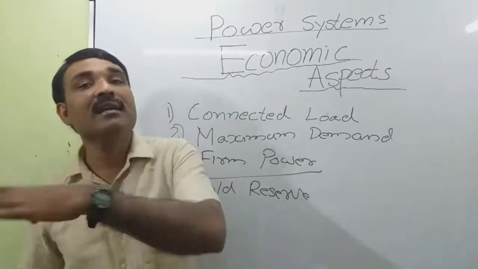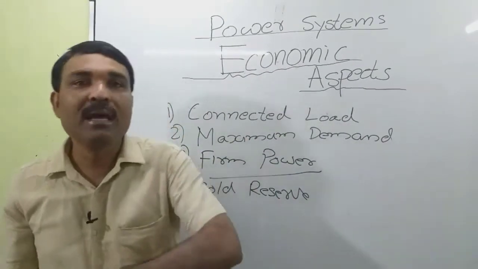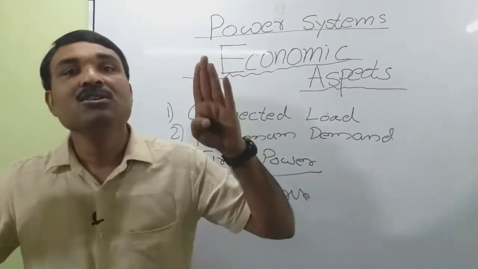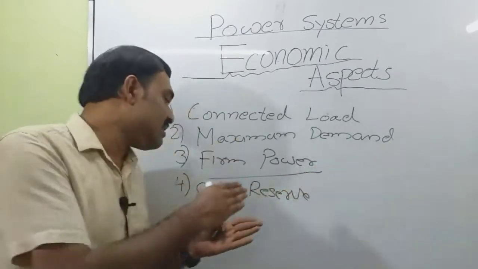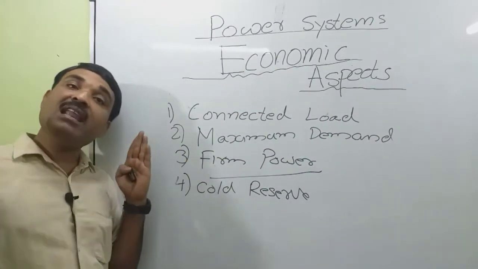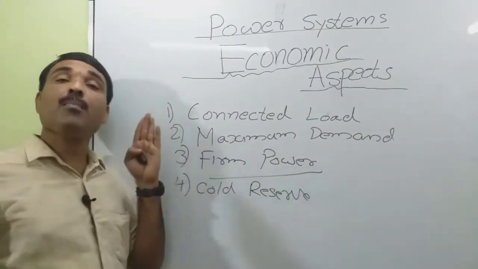That is, all the generators are not running. If the load demands, we can operate or run the generators and power is available to supply the loads. So that is a cold reserve. That is the maximum generating capacity available for service, but the generators are not always in operation.